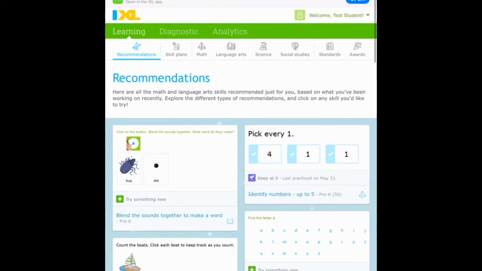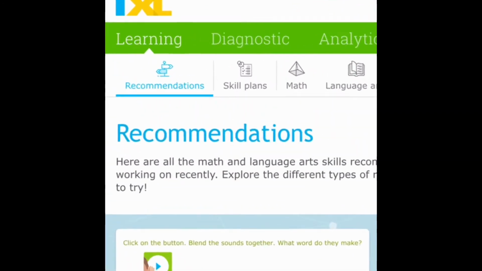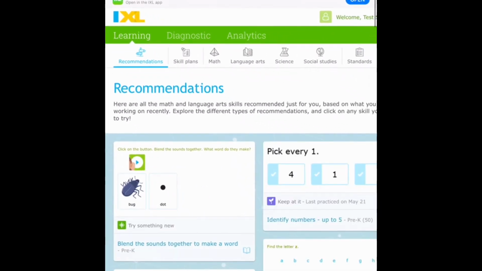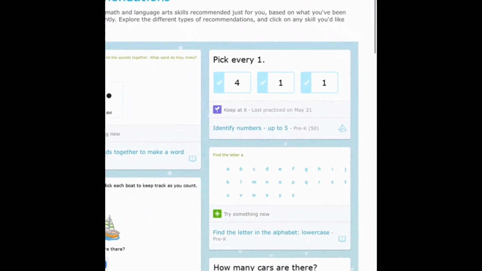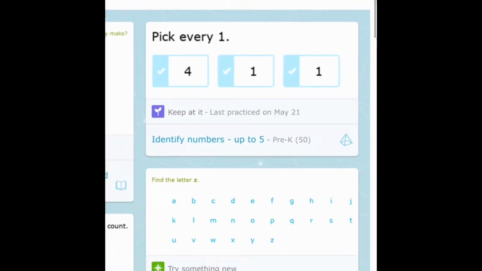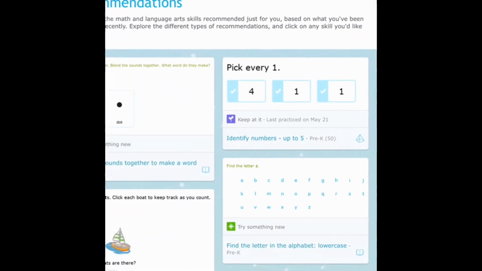When you log into your IXL account, make sure that you are on Learning and your recommendations will pop out. You will know which ones are math because they have the square pyramid on them. Your teacher should have set for you the summer requirement, so it will say teacher recommendation, and that's how you can distinguish between that and the diagnostic test recommendations.